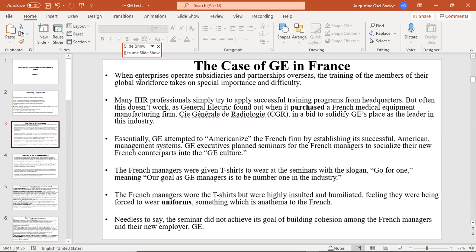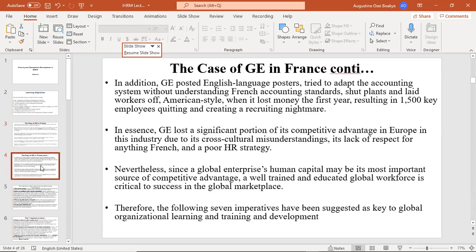Needless to say, the seminar did not achieve its goal of building cohesion among the French managers and their new employer, which is General Electric. And the reason for this failure is simple. One party is feeling humiliated and insulted, so you can never expect them to go along.